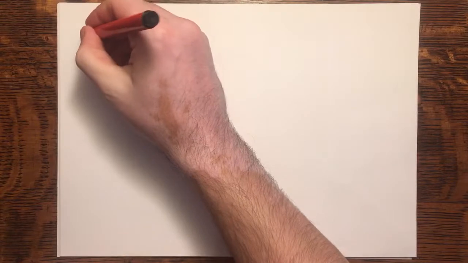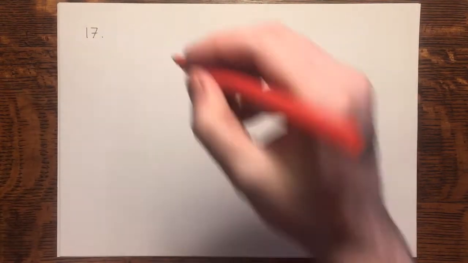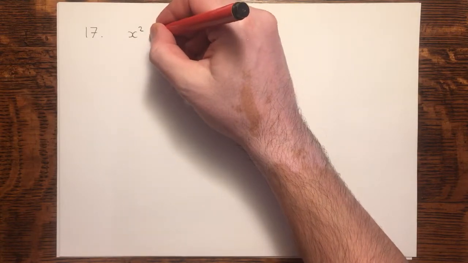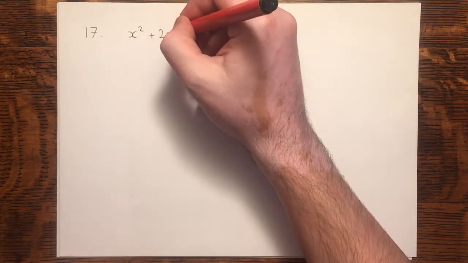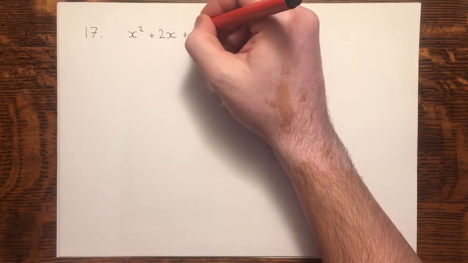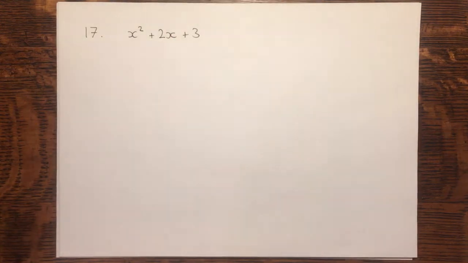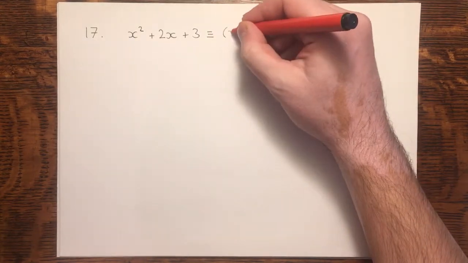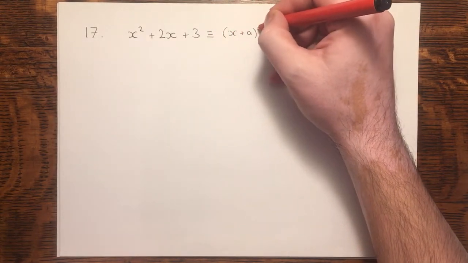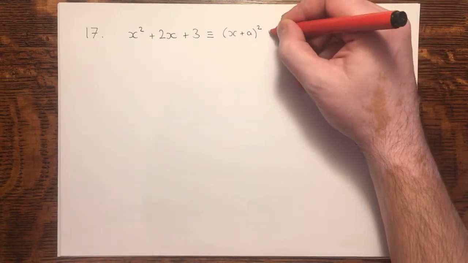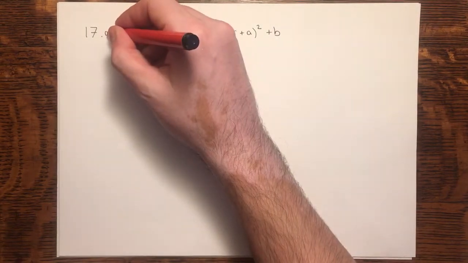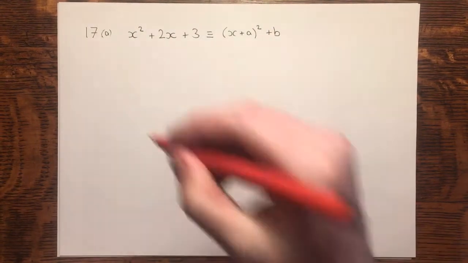So, we're given x squared plus 2x plus 3 and told that it's identical to x plus a all squared plus b. And we're asked to find the value of the constants a and b. So, in part A, we have to complete the square.